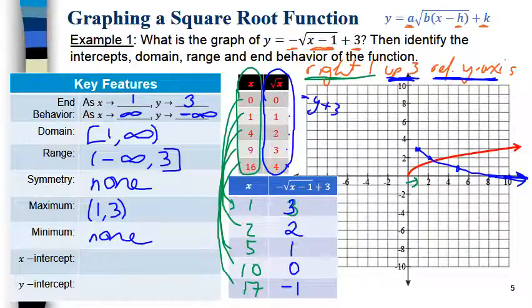My x-intercept occurs right here at 10, 0. And I'm never going to cross the y-axis, right? I'm not going to have a y-intercept because I start at 1 and I go right, so there's no y-intercept.